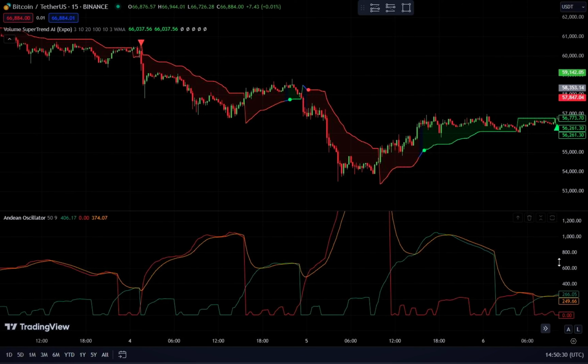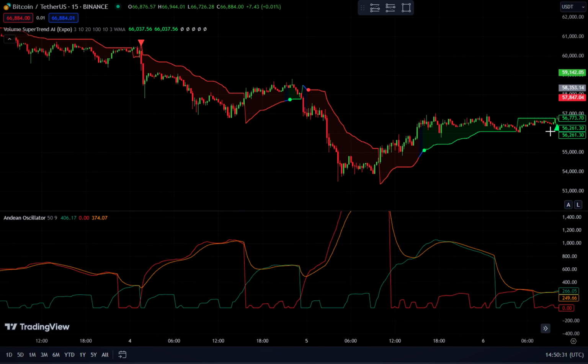If all conditions are met, you can enter a sell order after the bearish candlestick is closed. Place the stop loss at the last swing high. Use a take-profit target with a risk-to-reward ratio of 1 to 1.5.